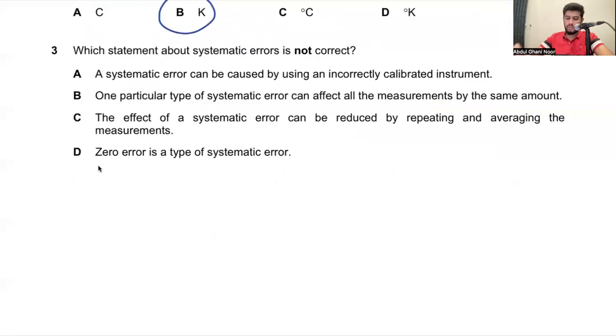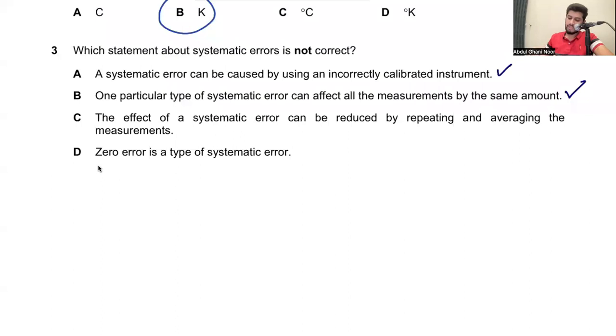Question 3 says, which statement about systematic errors is not correct? A systematic error can be caused by using an incorrectly calibrated instrument. Yes, incorrect calibration leads to systematic error. This is correct. One particular type of systematic error can affect all the measurements by the same amount. Agreed. So if you have an error of a particular type, that would affect all the measurements by the same amount. That is the property of a systematic error.